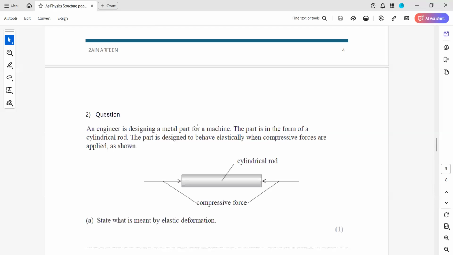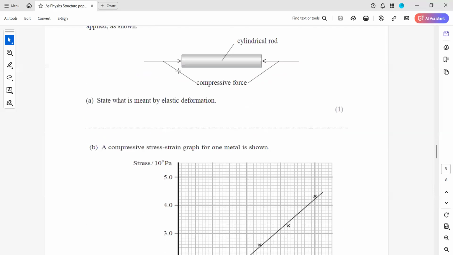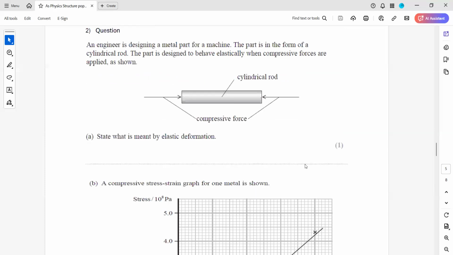Question 2, any doubt? Question 2, part A. What is meant by elastic deformation? There are two types of deformation, elastic and plastic. If a material returns to its original shape or size after we remove the force, we call that an elastic deformation. But if the material does not return to the same original length, shape or size, we call that a plastic deformation.